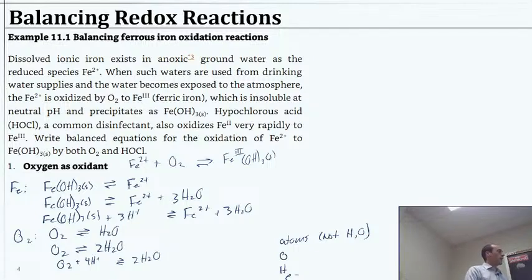Last we need to balance the charges and use electrons for that. Here we add enough electrons on the side with the most positive charge to get equal charges on either side. We have 3+ on the left and 2+ on the right, so we'll add 1 electron on the left, plus e-, giving a total of 2+ on the left and 2+ on the right.